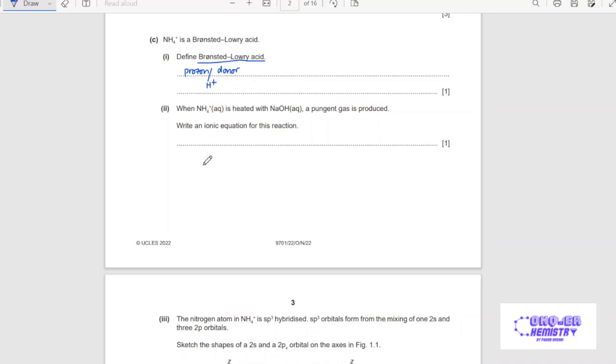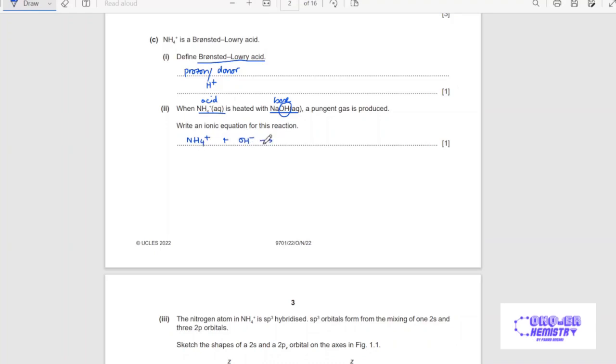Right, part 2. When NH4+ is heated with NaOH, a pungent gas is produced. Write an ionic equation for this reaction. Okay, so we know that NH4+ is an acid, and we know that NaOH is a base, and specifically the OH- ion in the NaOH is basic. So when we want to show the ionic equation, we're going to write the NH4+, which is the acid, and the OH-, which has the basic properties in NaOH.